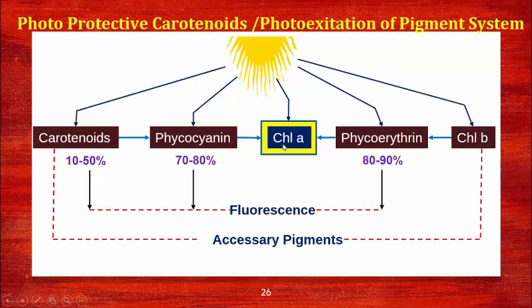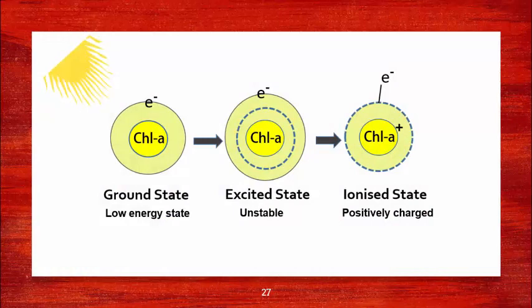In the pigment system, chlorophyll A is at the center. Remaining pigments like chlorophyll B, carotenoids, xanthophylls, phycobilins absorb and pass light energy to chlorophyll A molecule. After absorbing energy, the ground state or low energy state of chlorophyll A molecule becomes energy rich and it gets activated. Thus, it excites an energy rich electron on the outer orbit.